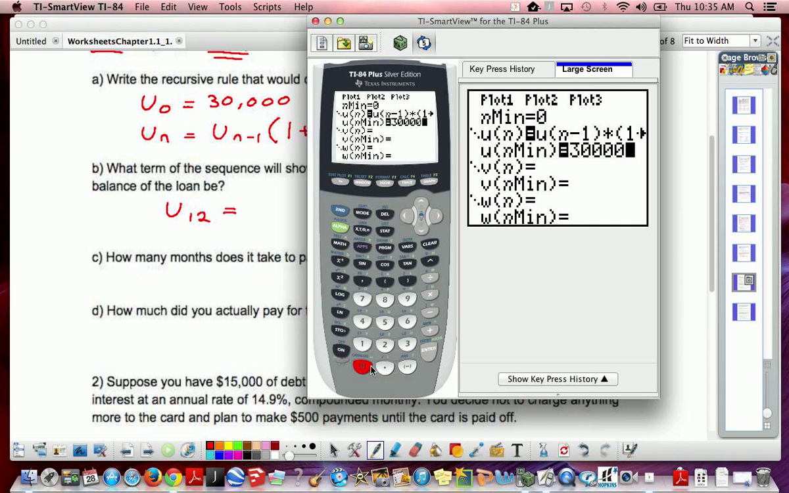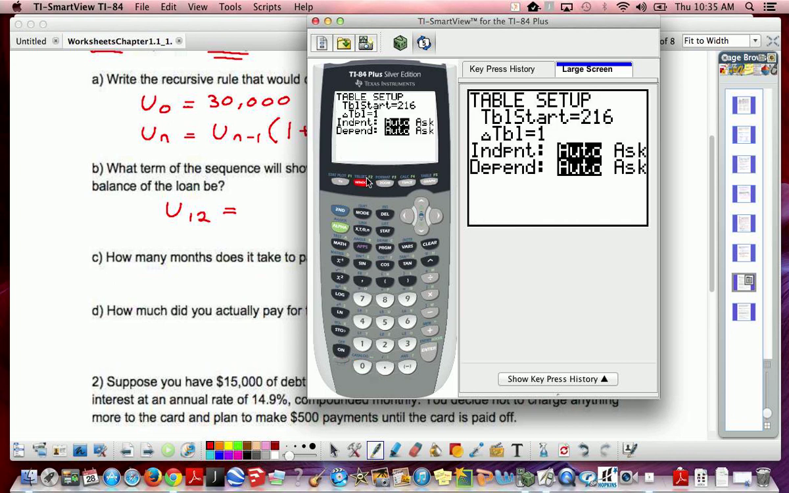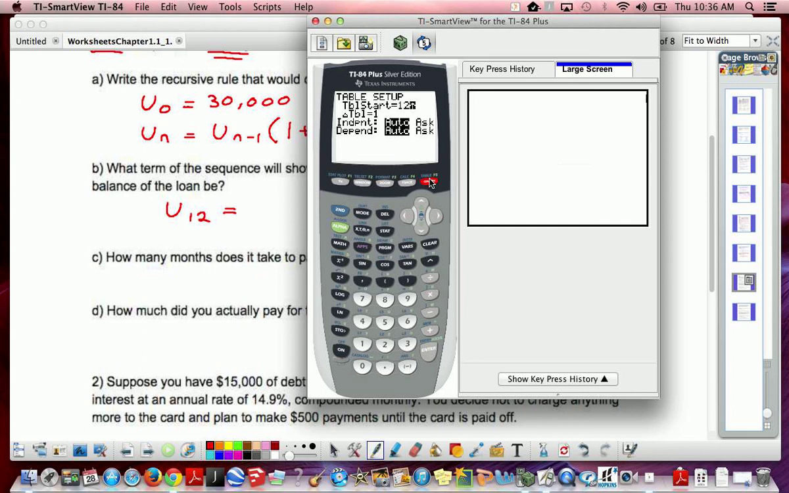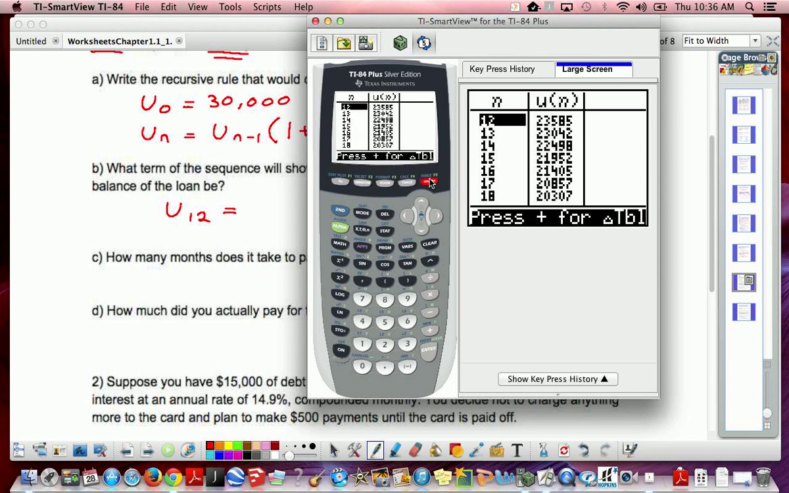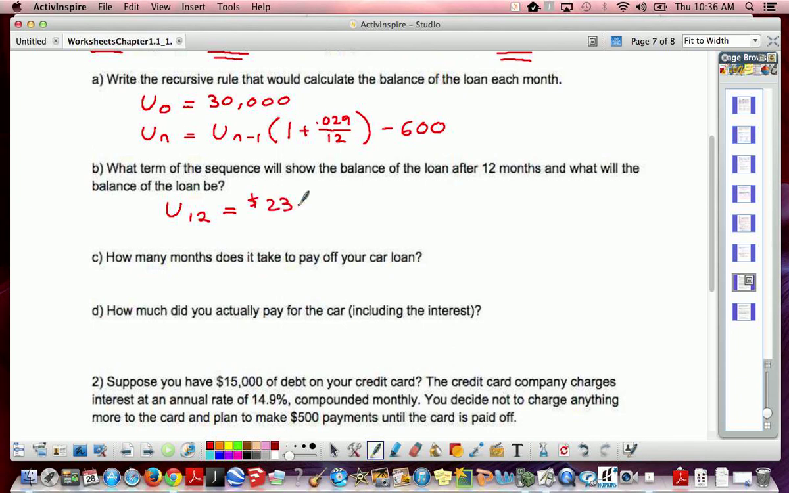Now, before I go to my table, I'm going to go to table set because it might be a huge number. I want to start at 12 here. Notice how it was at 216. So then I can go to my table and I can see what my car balance, what I still owe on the car after 1 year. So I still owe $23,585.18.